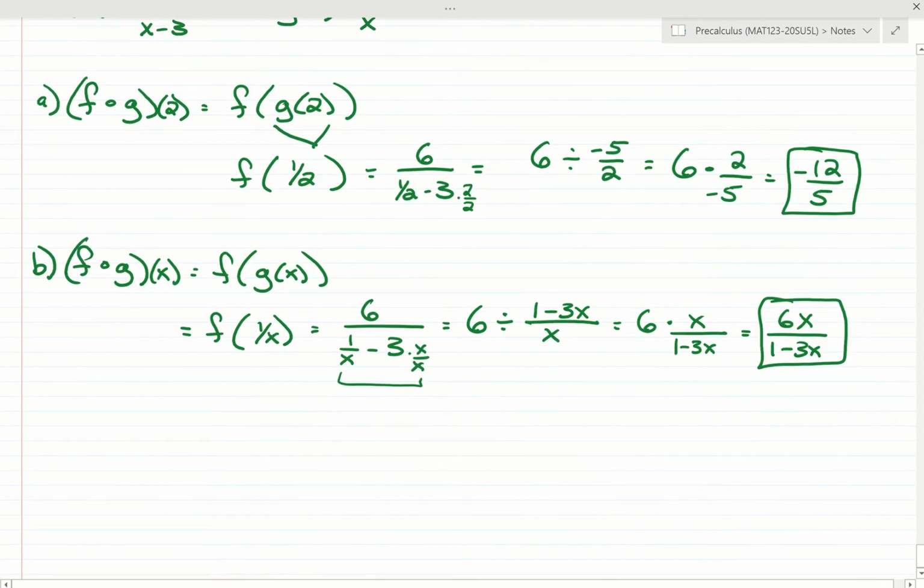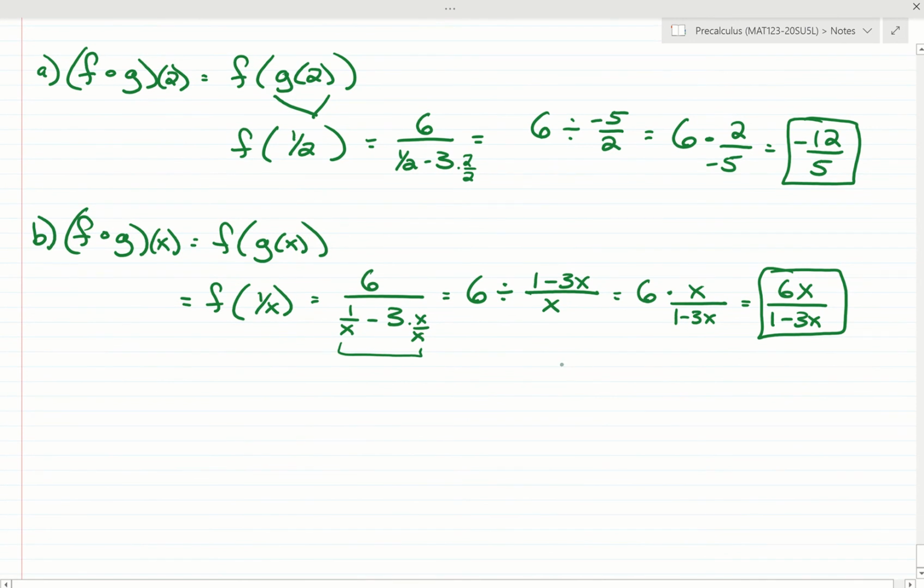Now let's just stop to figure out the domain quickly. We do have a denominator, so the denominator can't be 0. So we get 1 minus 3x. Let's make it equal to 0 so we could figure out what it can't be. And x would be 1/3.